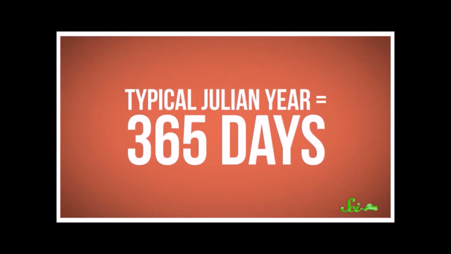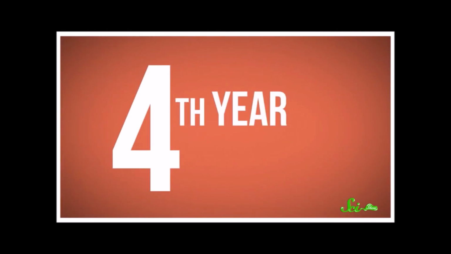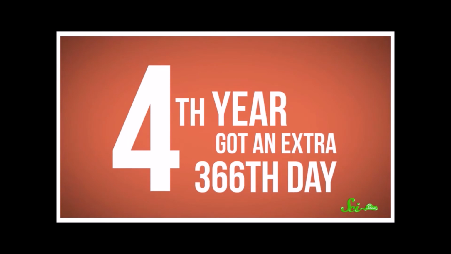And that's how we got the Julian calendar, which Western Europe and Christian churches used for a really long time. Most Julian years had 365 days, but like we said earlier, the year is about a quarter of a day longer than that, so every fourth year got an extra 366th day. Seems like a good fix, but things are not that simple.